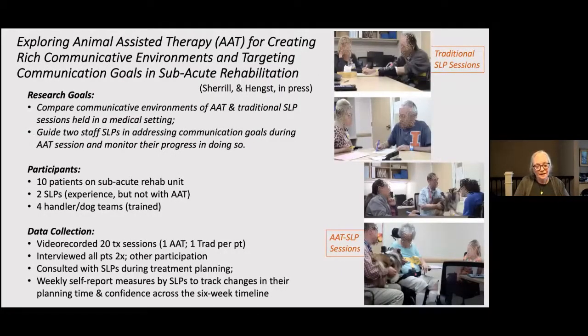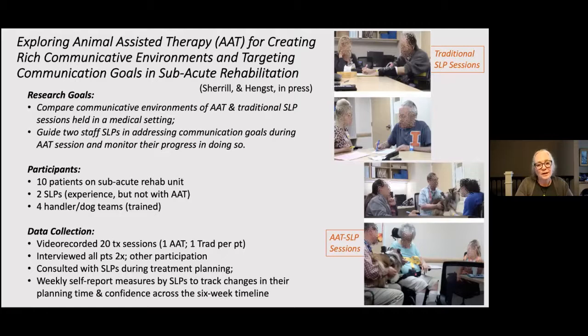Okay, the second example of enriching clinical environments from our research is Martha's exploration of animal-assisted therapy as a way to enrich interactions in a medical setting. She had two main questions for her goal. One was to compare the communicative environments of AAT and traditional SLP settings. And the second was to consult with SLPs so that they could learn how to target communication goals during AAT and to monitor their progress.